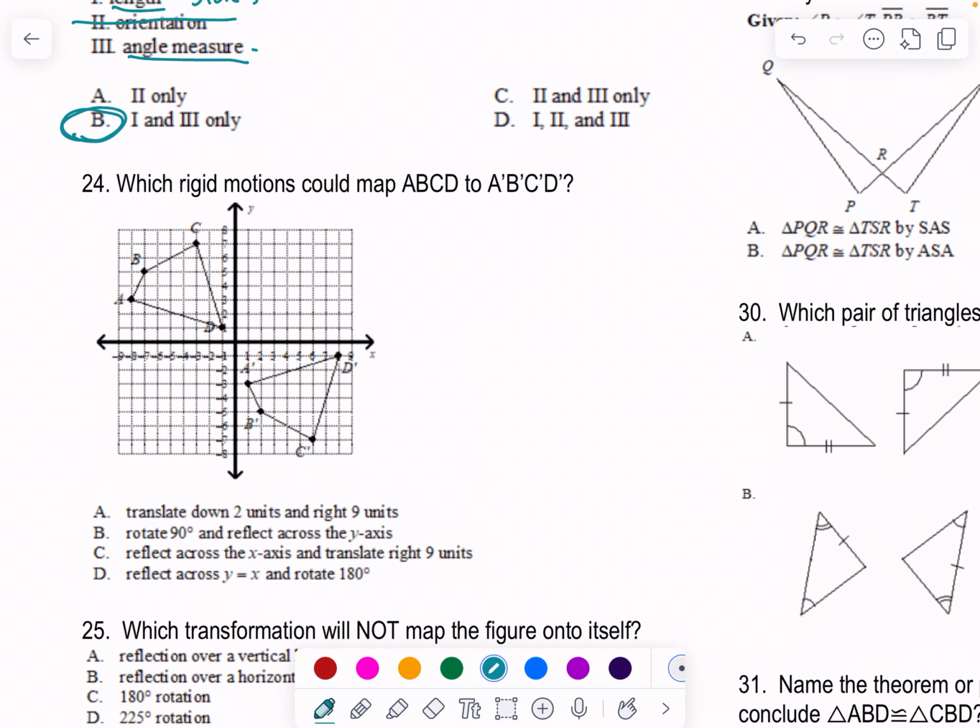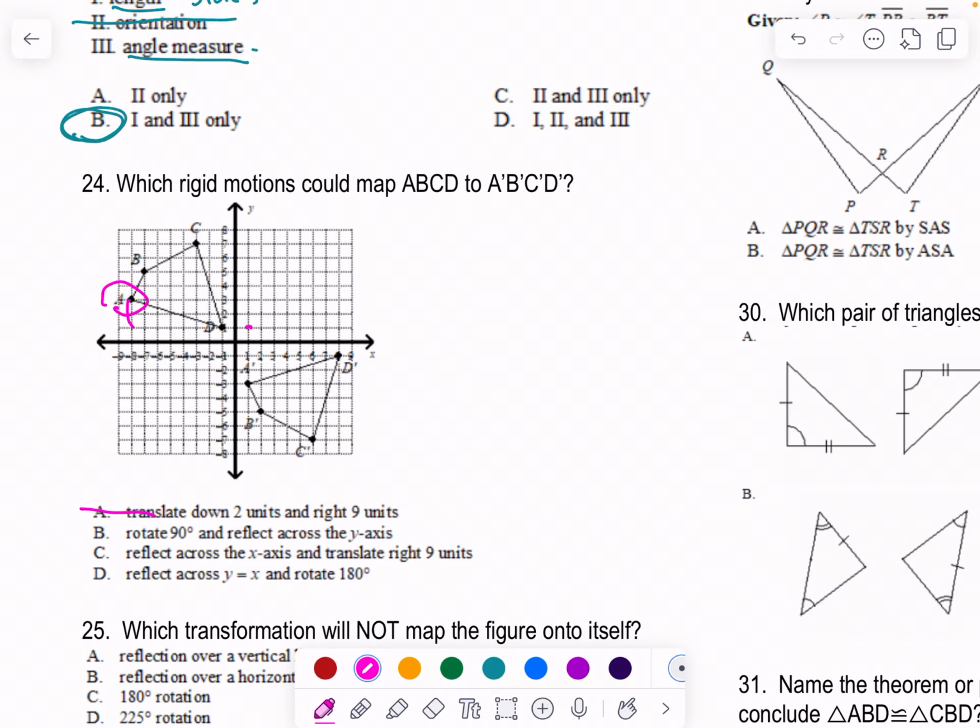Okay, which rigid motion transformation could map ABCD to A'B'C'D'? So for this one, I like to focus on one point at a time. So I'm just going to focus on A. I'm going to go through the options, or maybe I'll just look and see what would have to happen. Okay, translate 2 units down. So if I went 2 units down and then right 9 units, that's only going to go right there. Definitely not A.